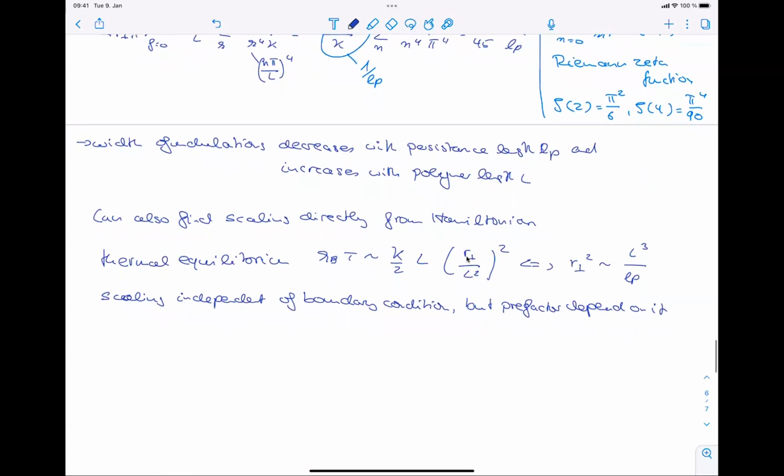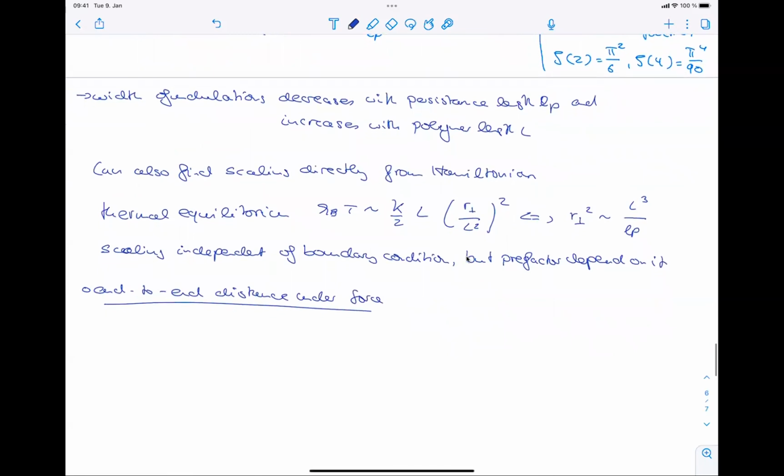But as advertised, we wanted to go for the force extension relationship. So if we now look at the end-to-end distance under force, we're interested in this R parallel as a function of the force. Remember that was the length minus the stored length in the undulations. So that was ds squared.